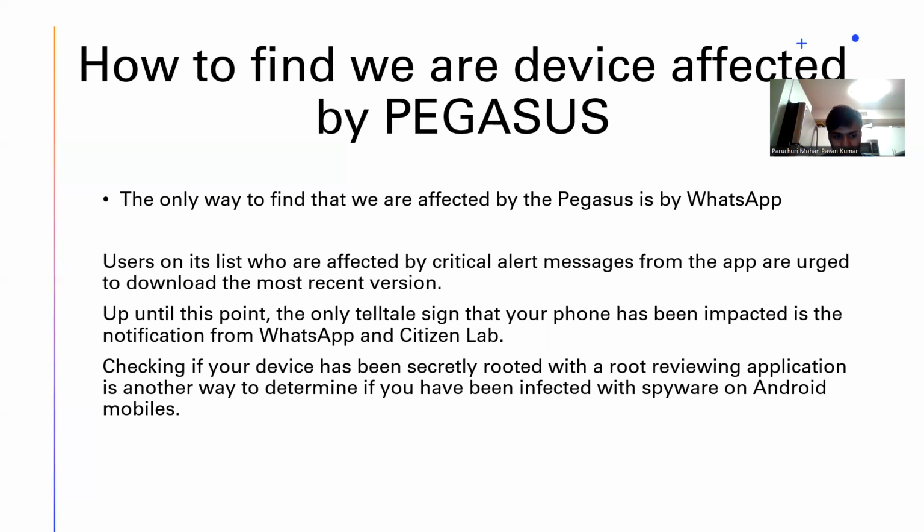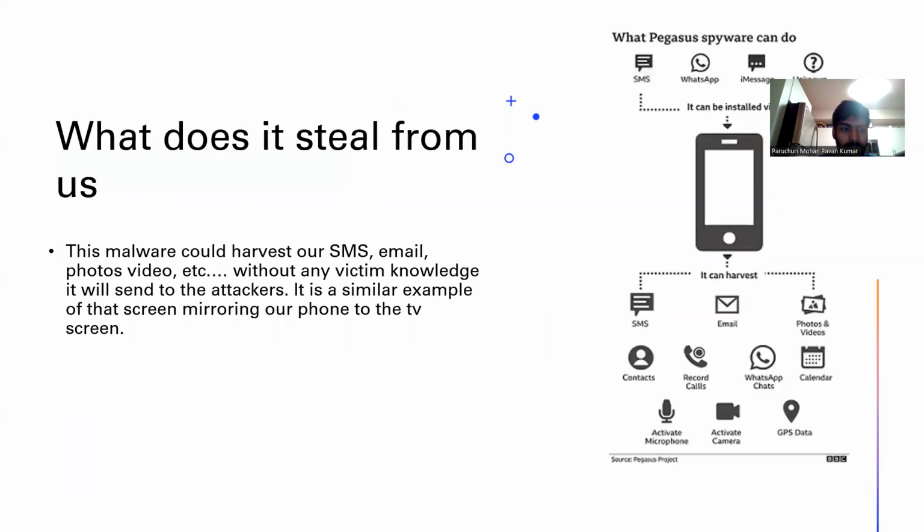We can also check whether your device has been secretly rooted with a root-viewing application, which is another way to determine if you have been affected by this spyware on an Android or an iOS mobile. So this is an interesting thing.